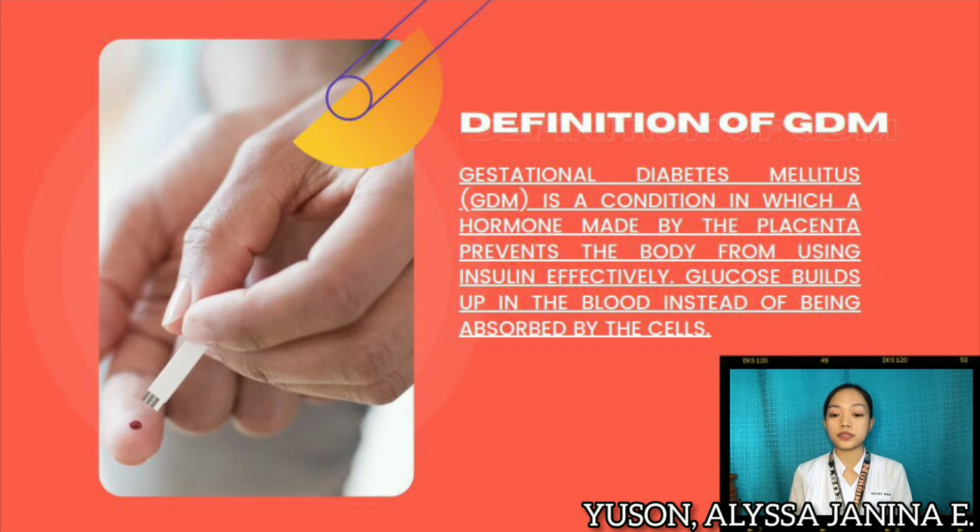GDM usually shows up in the middle of pregnancy, and doctors most often test for it between 24 and 28 weeks of pregnancy. So, as I have mentioned, GDM typically appears during the second or third trimester, kaya tinatawag na gestational. And also, it tends to disappear after the birth of the baby.